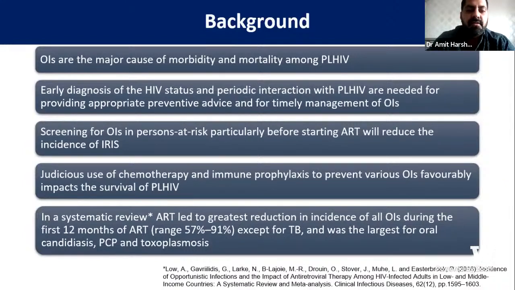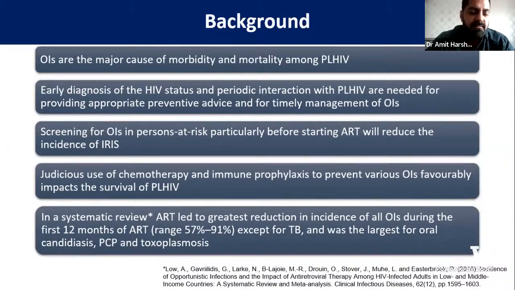So all in all, what we are saying is, we have ART in place, we have prophylaxis measures in place. We have also already covered the prevention of OIs chapter before. Now it is very important for us to focus on how we can diagnose the OIs early, so that we can either provide prophylaxis or do the management of that particular OI. And also one more important thing, which I missed talking about, is that screening for OI in persons at risk, particularly before starting ART, will reduce the incidence of IRIS.